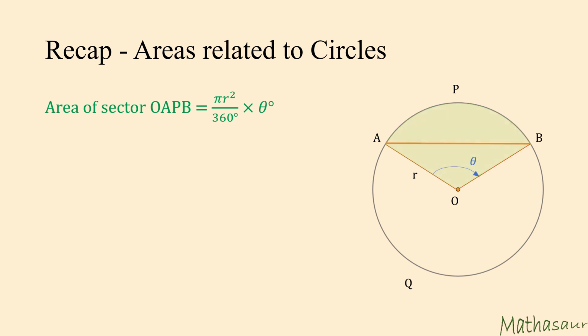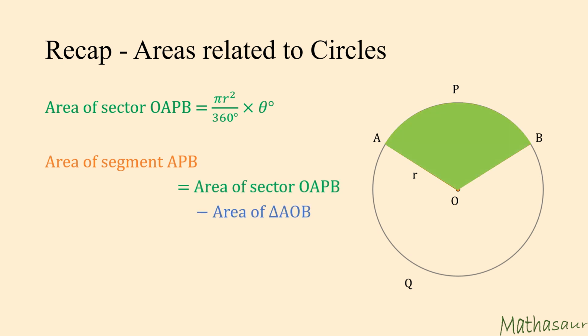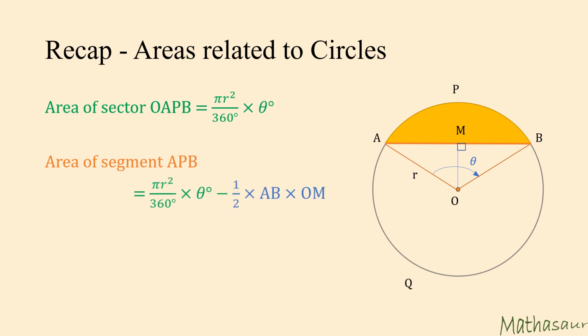the center. Now let us draw the chord AB. Recall that we saw how to find the area of segment APB. We take the area of the sector OAPB and subtract the area of triangle AOB. In order to find the area of triangle AOB, we drop a perpendicular OM on the chord AB. So the area of the triangle becomes half times base times height, or half times AB times OM. In order to find the measures of AB and OM, we prove that triangle AMO is congruent to triangle BMO.